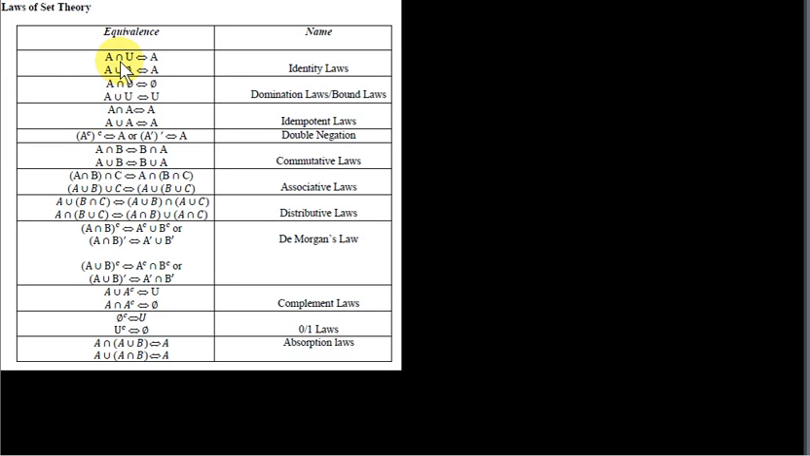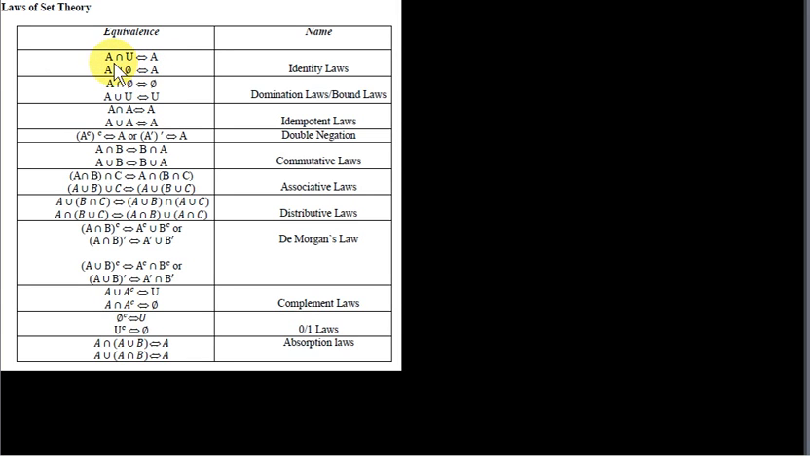Here is a table showing some equivalences between sets. For example, the identity laws tell us that A intersecting the universal set is equivalent to A. This double arrow means equivalent. And A union with the empty set is equivalent to the set A.